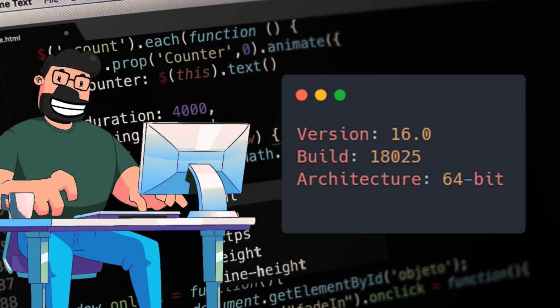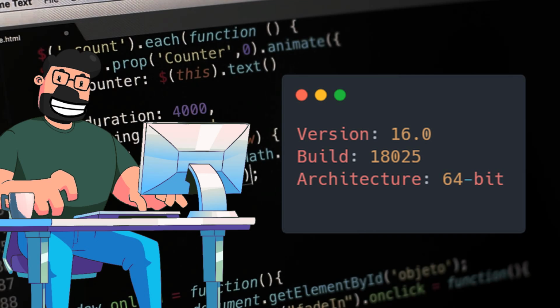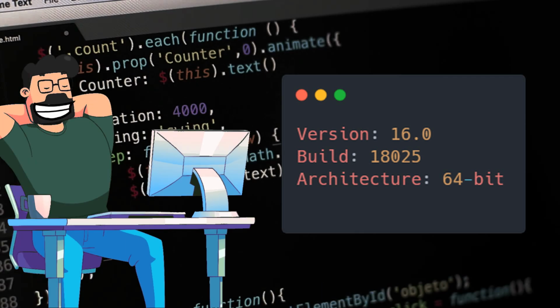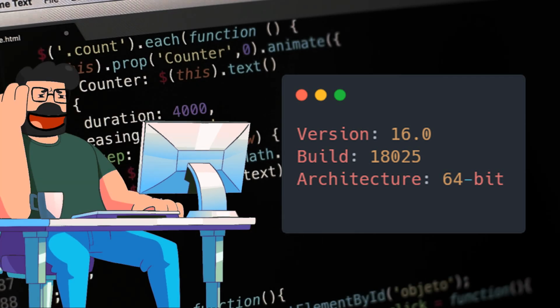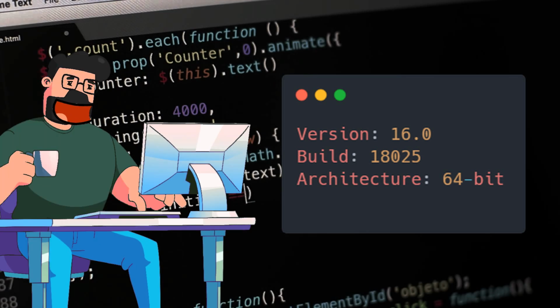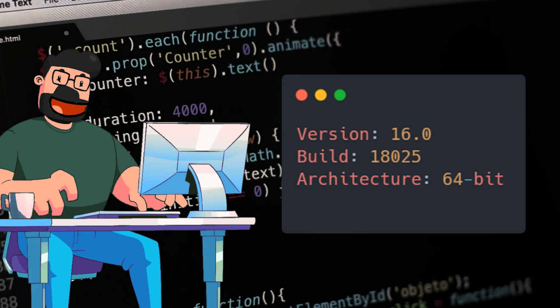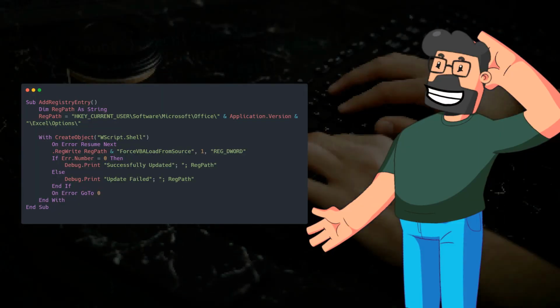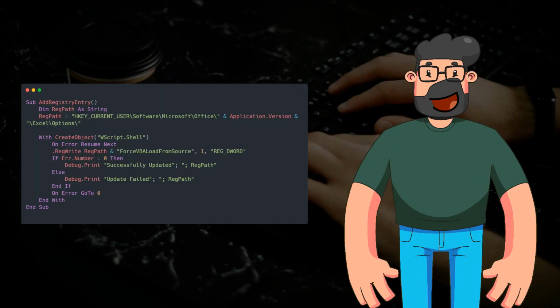The key version that seems to work without these issues is version 16.0, build 18025, with an architecture of 64-bit. So, if you are experiencing memory leaks with the newer versions of Office 365, this specific version might be a good workaround for now. It's essential to keep an eye on updates and patches that could potentially address this memory management issue.